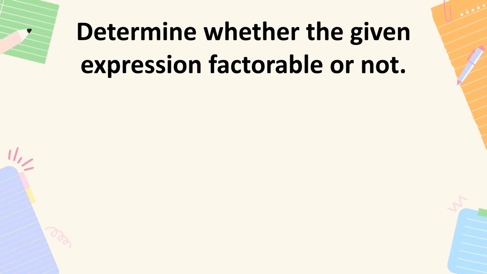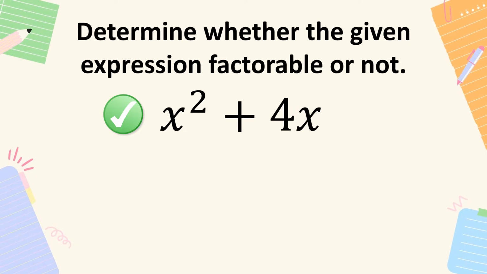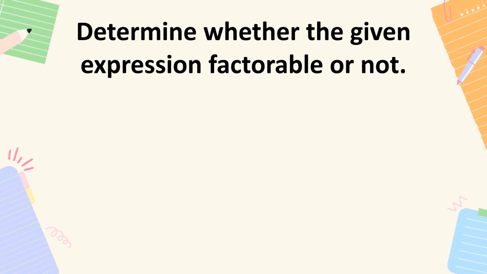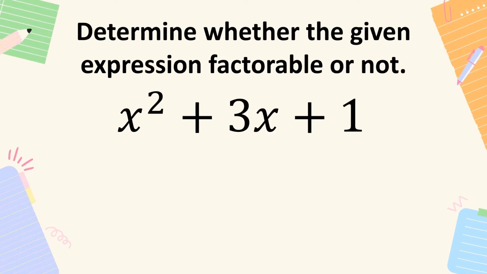First example, x squared plus 4x. The answer is factorable. Its factors are x and x plus 4. The type of factoring being used here is common monomial factor. Next example, we have x squared plus 3x plus 1. This expression is not factorable.